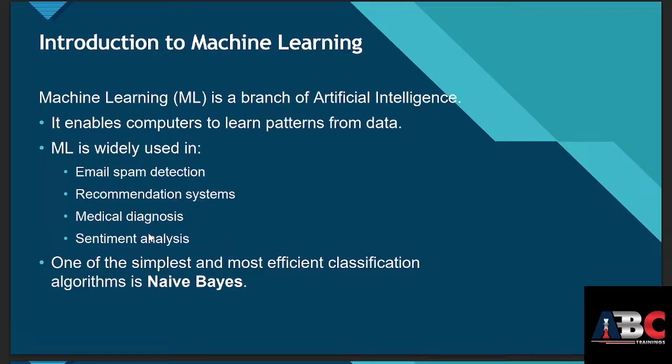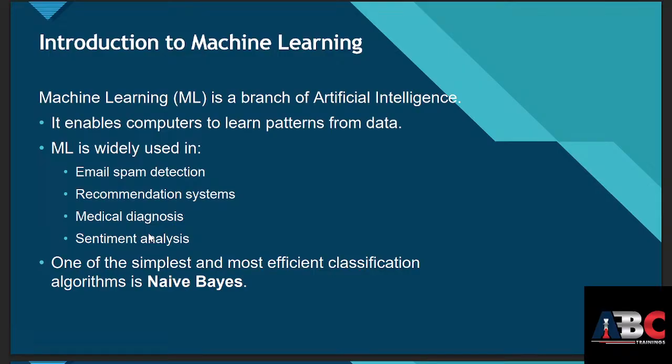Okay. Real world applications of machine learning. The first one is email spam detection. One of the earliest and most common applications of machine learning is email spam detection. Every day, billions of emails are sent worldwide. Many of these emails are spam messages that contain advertisements, scams or malicious content.